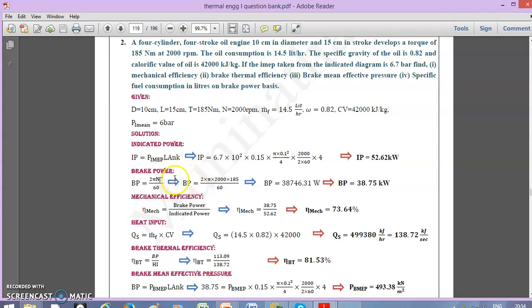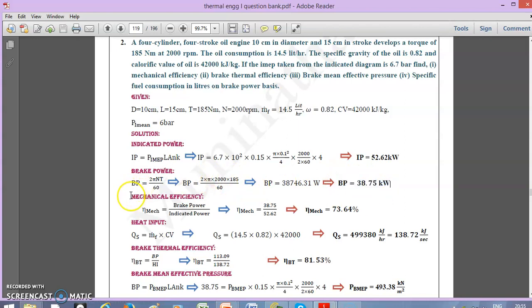Speed is 2000. T is torque, it is 185 Newton meter. Since we are substituting this in Newton meter, the answer which we get is in watts. If you substitute 0.185 kilonewton meter instead of 185 Newton meter, then you'll get kilowatt. So kindly go through the unit conversion and all. The resulting brake power is 38.75 kilowatt.